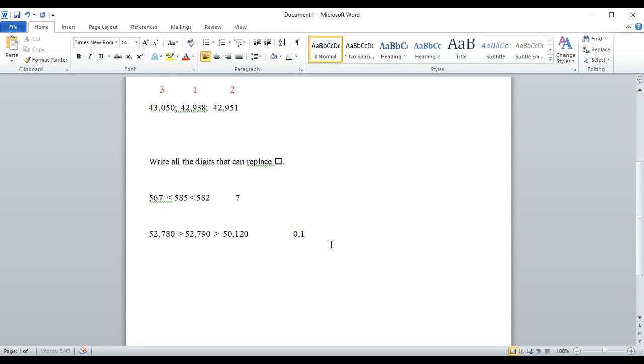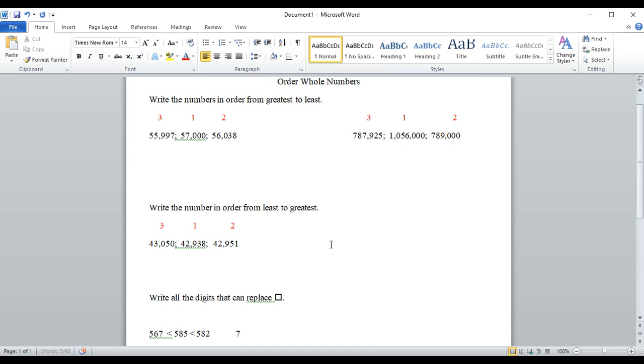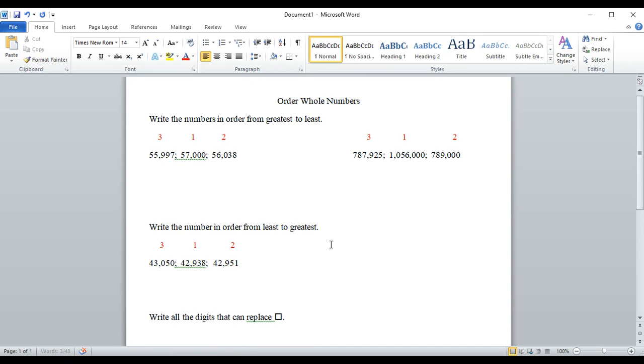So let me reassert that you have to pay attention to directions. They're very important. They can cause you to get your work all wrong simply because you didn't read the directions.